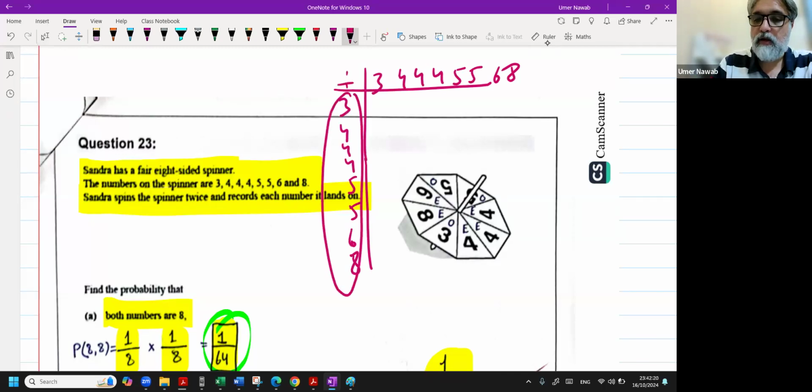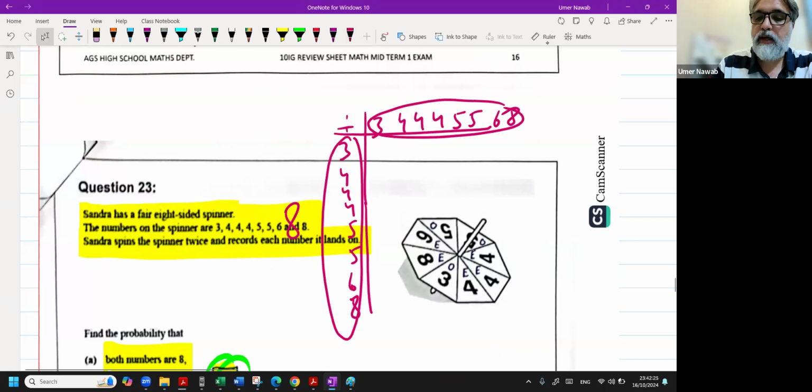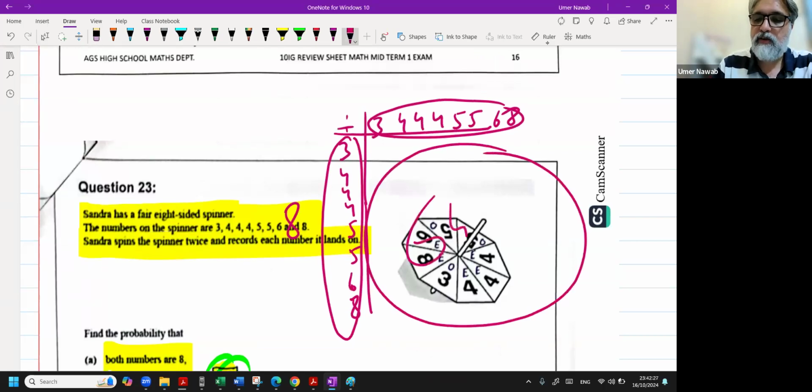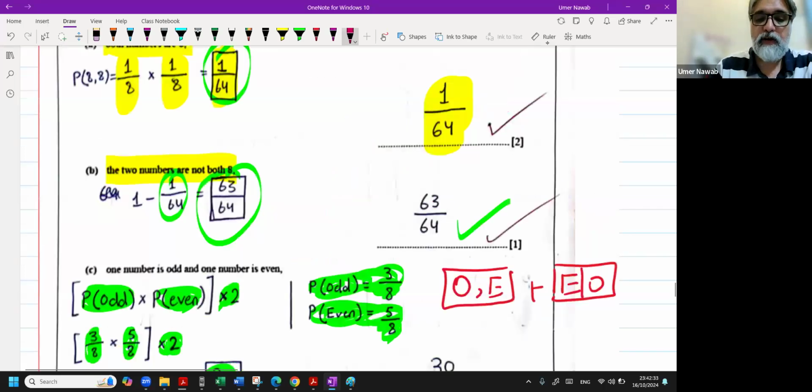Total, how many elements here? 1, 2, 3, 4, 5, 6, 7, 8. So 8 here and 8 here. So in other words, I'm going to get 64 outcomes. So out of the 64 outcomes, I can count which are coming in the specified category.